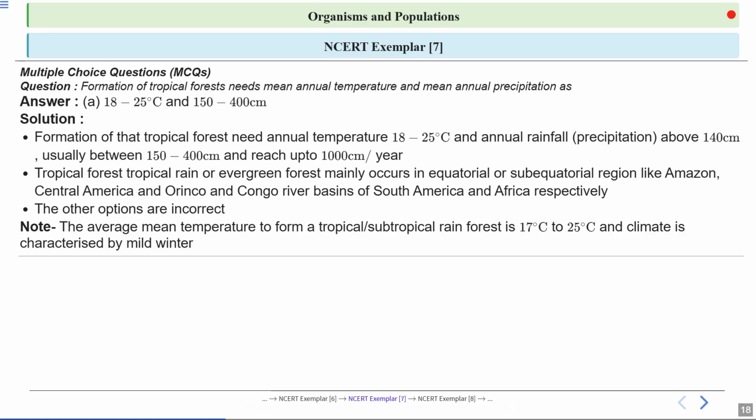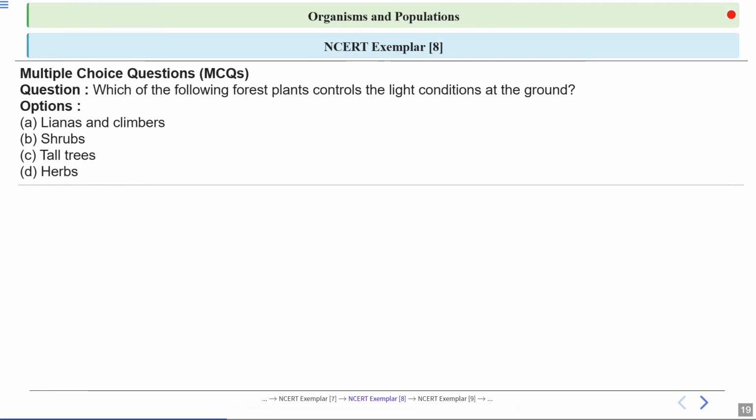Okay, there is a note here. The note says that the average mean temperature to form a tropical and subtropical rainforest is 17 to 25 degrees Celsius, and the climate is characterized by mild winter. The next question, which of the following forest plants controls the light conditions at the ground? So what are the options? Options are lianas and climbers, shrubs, tall trees and herbs. What is the correct answer?